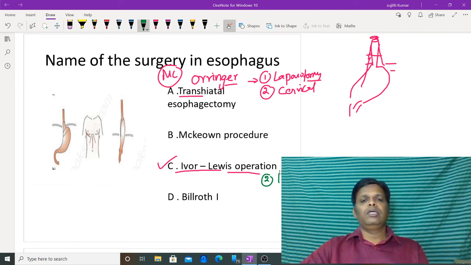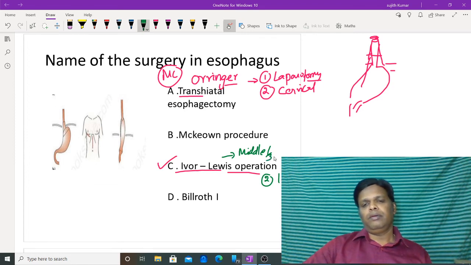This is ideally indicated in cases of a middle one-third lesion. Two incisions: one is a right thoracotomy. Here you can see in this picture there is the right thoracotomy incision, and this is the midline vertical incision. Here, the same thing: you mobilize the esophagus completely, divide the esophagus, and do the anastomosis. These two incisions you have to make.